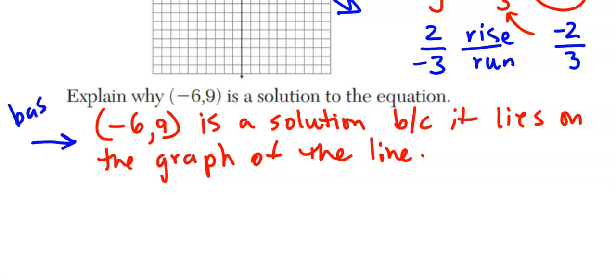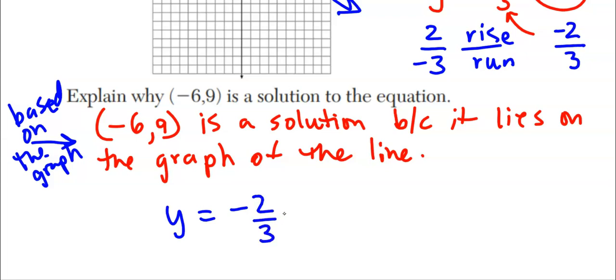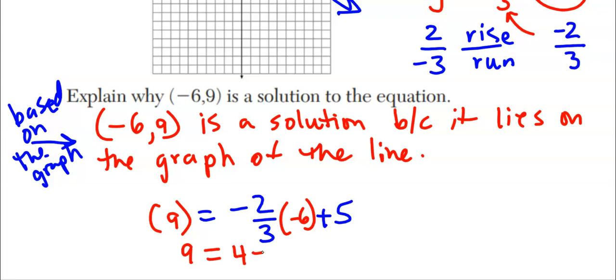This is called based on the graph. How do I know based on the graph? Because the point is on the line. It doesn't say that, so if I would like, I could write my equation this way, and I could erase and replace my y and x values with the x and y values they gave me. They said x is -6 and y is 9, and I can prove that 9 is equal to 12 divided by 3, 4 plus 5, that 9 is equal to 9.